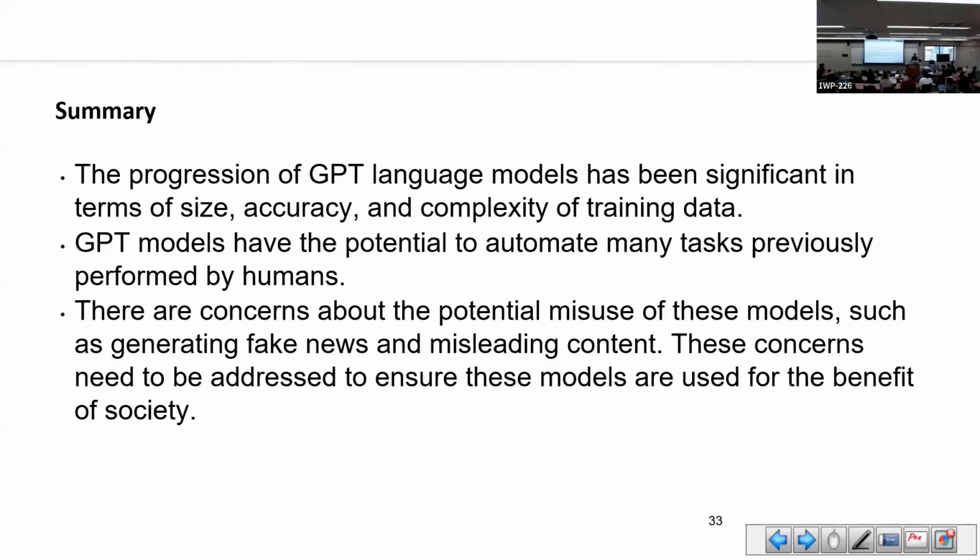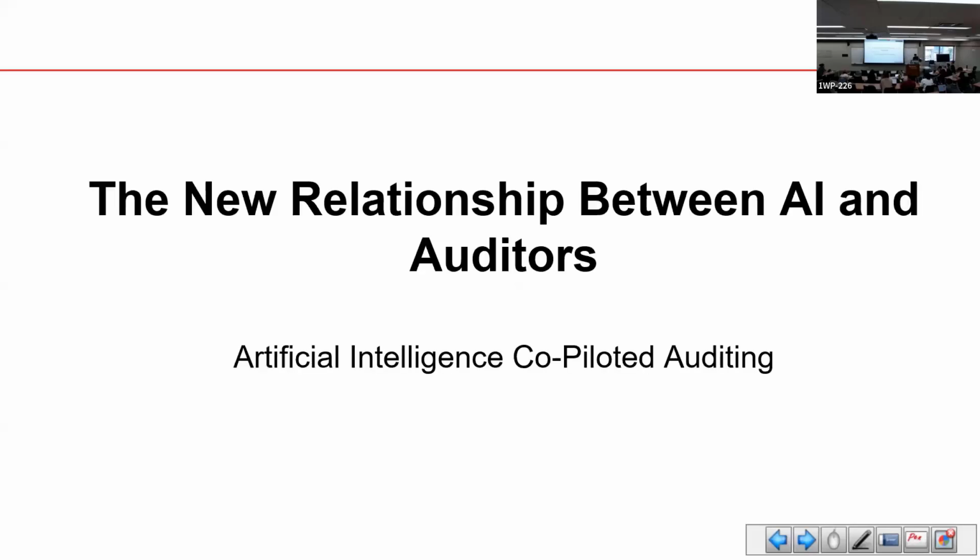If we give a short summary, the progress of GPT's language models has been significant in terms of size, accuracy, and the complexity of training datasets. GPT models have the potential to automate many tasks previously performed by humans. There are concerns about potential misuse of these models, such as generating fake news and misleading content. Now, I want to show you several of the latest works on this topic and show you how we can actually use GPT models.